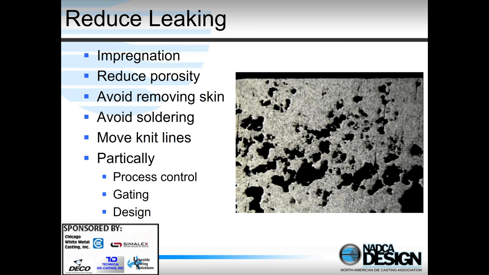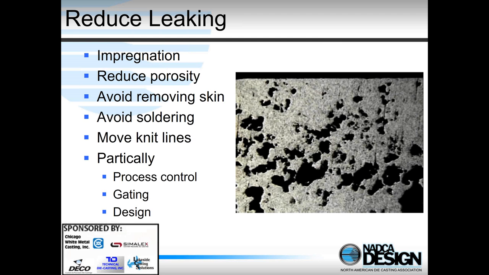So how do I reduce leaking? Different ways. Firstly, you can impregnate, in which case we just fill the pores, fill the holes with a plastic type material. It's not getting rid of the cause of leaking, we're just filling the holes. But that's quite common in die casting. We can reduce the porosity, which obviously is going to reduce leaking. We can avoid removing the skin.